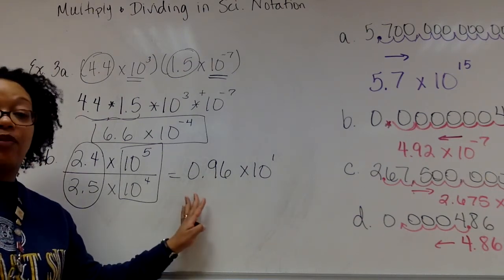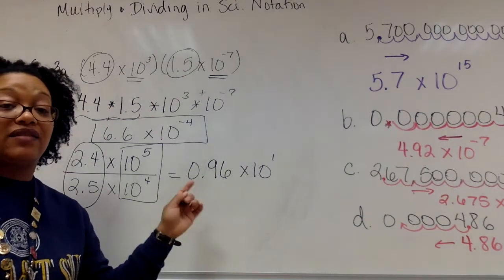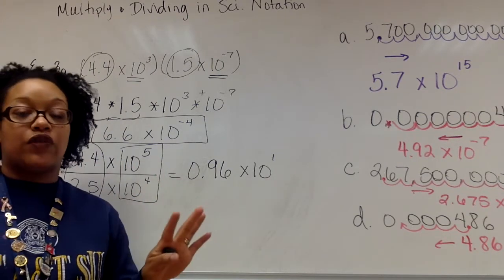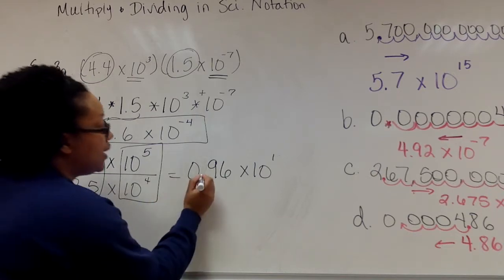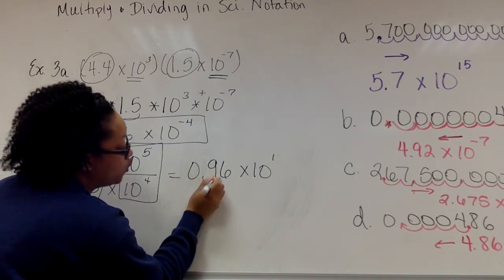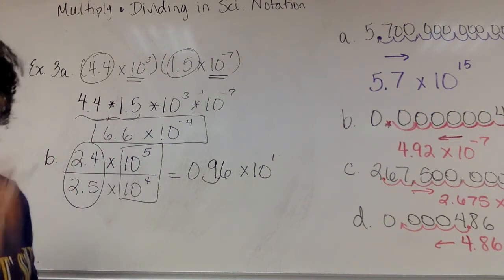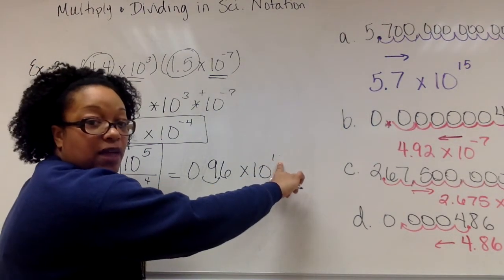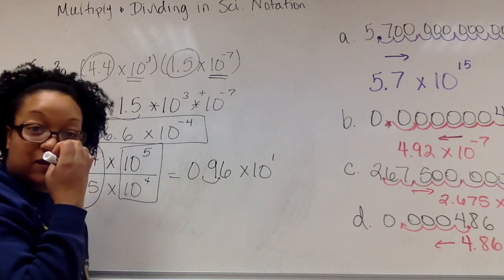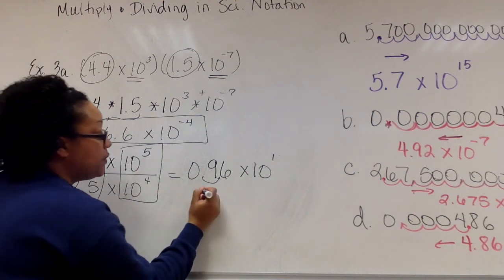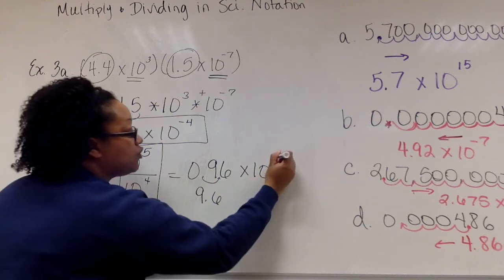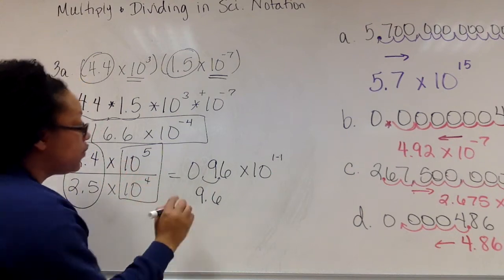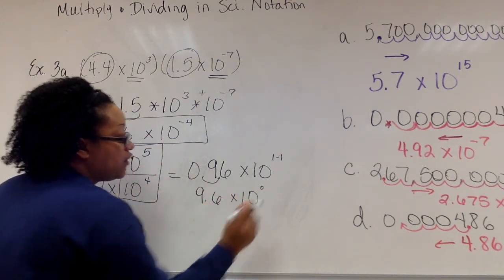Now, hopefully you realize we have a problem. And that problem is my C is not between 1 and 10. If you forget that this C has to be between 1 and 10, I'm going to count the whole thing wrong. So what I need to do is move this decimal over to get 9.6. Well, when I move the decimal over to the right, I have to take a little bit off of here because I'm losing a decimal place. So when this becomes 9.6, I have to subtract a 1. Well, what's 1 minus 1? I hope you said 0. So this is 9.6 times 10 to the 0.